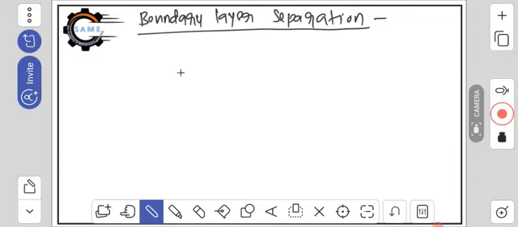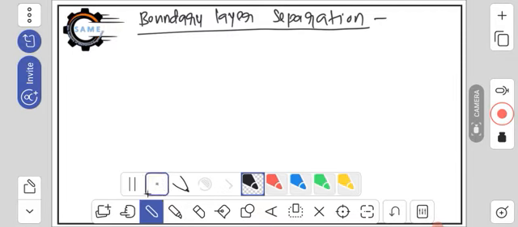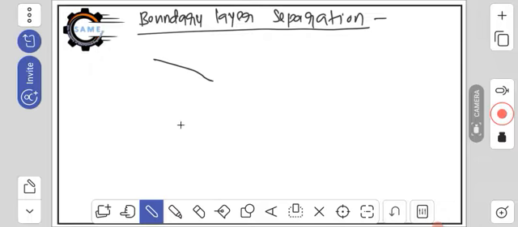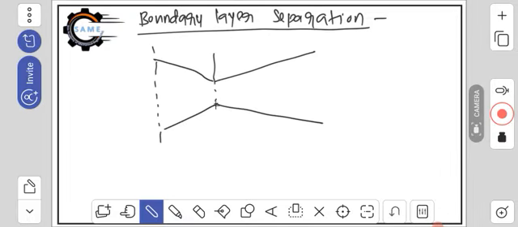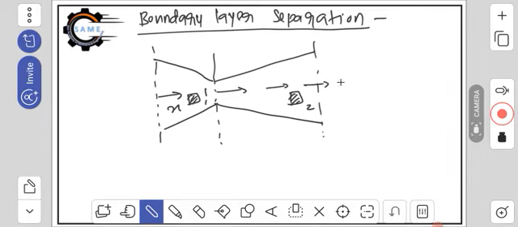In order to explain boundary layer separation, in the Venturi meter we have discussed this, right? Let me draw the Venturi meter here. This is the convergent portion of the Venturi meter, and this is the divergent portion, which is much longer, gradually increasing, while the convergent portion reduces rapidly. The flow is in this direction, the x direction. If I consider one element here and one element over here, this is element one, this is element two.